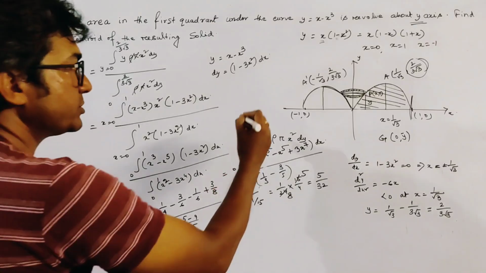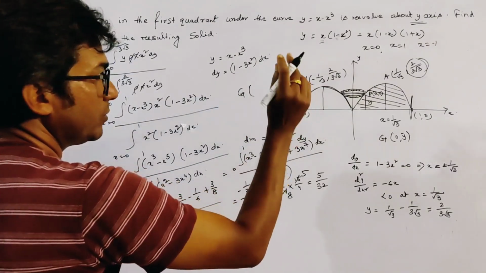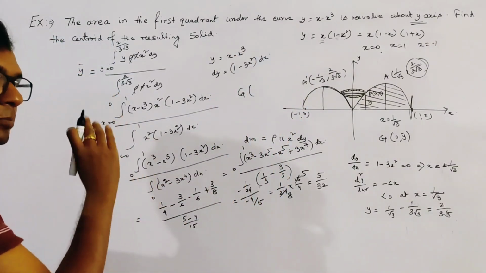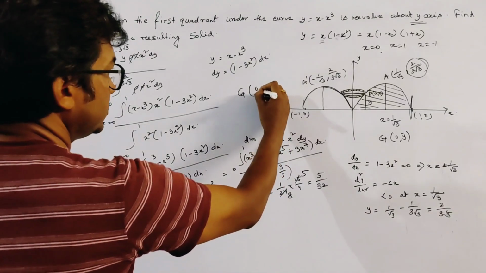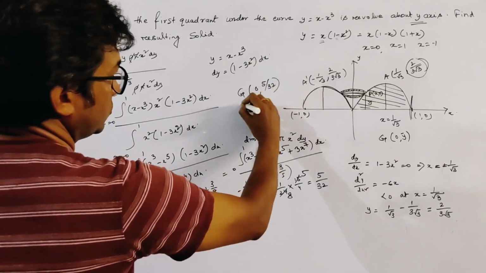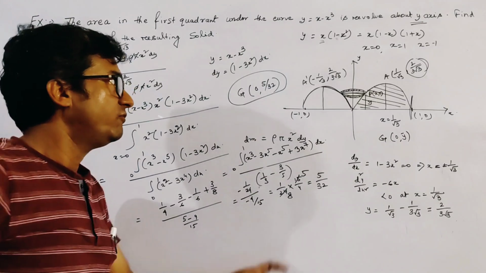Hence the coordinate of the CG of the volume of revolution is given by 0, 5 by 32. This is our final answer.